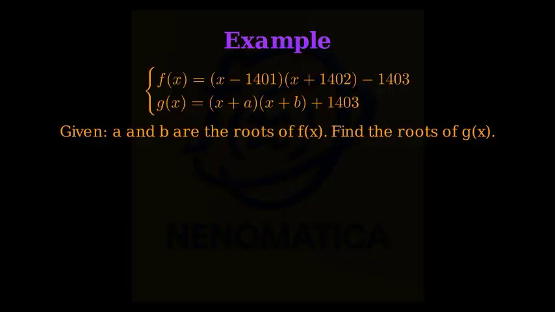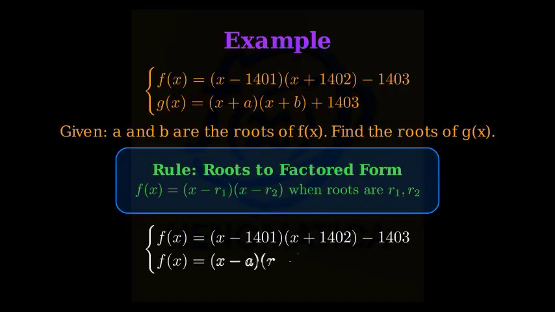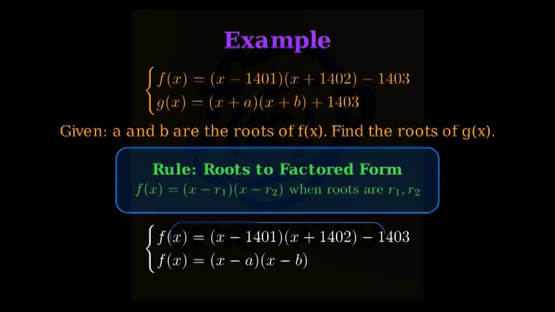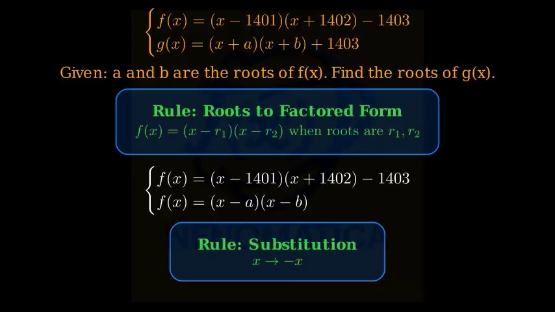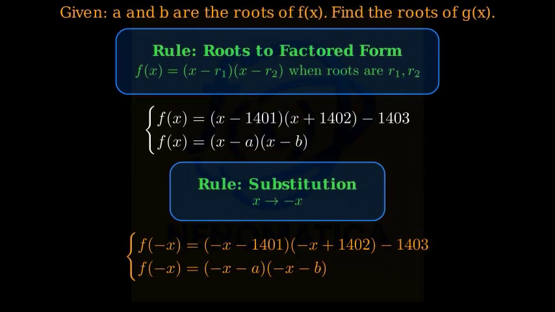Step 1. If a and b are roots of f of x, we can write f of x as the product (x minus a) times (x minus b). This is the standard roots-to-factors rule. We will display f of x in its given form and in its factored form using a and b. Step 2. We now evaluate f at negative x. Substitution rule: replace every x with negative x. Write both forms of f of negative x side by side.